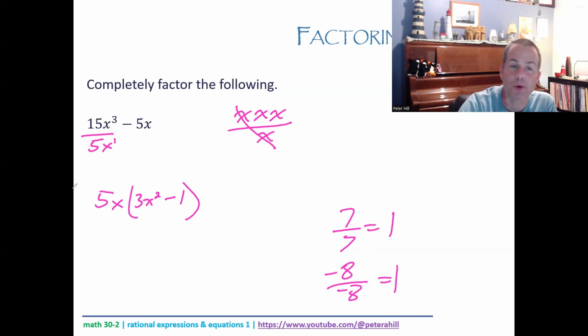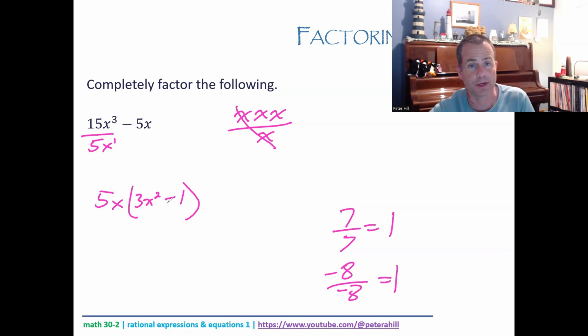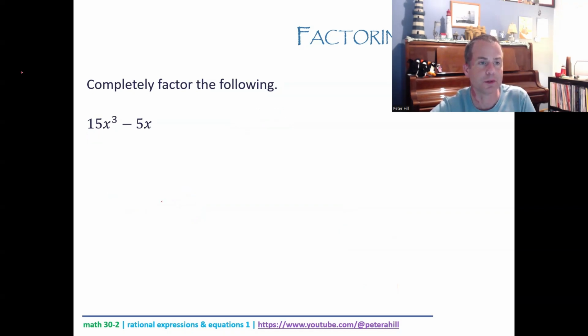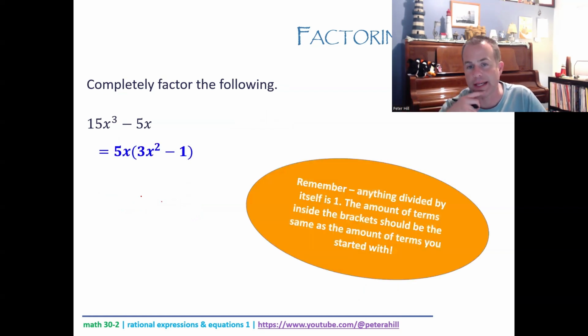It's important to remember when you're taking out a greatest common factor like this, the number of terms you start with has to be the same as the number of terms that are inside these brackets, okay? Yay. Awesome. So remember, anything divided by itself is 1. The amount of terms inside the brackets should be the same as the amount of terms you started with.